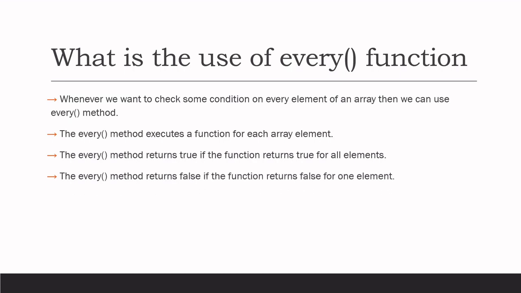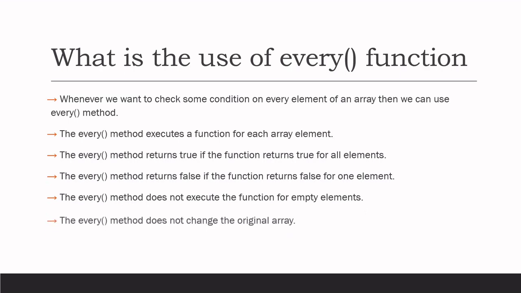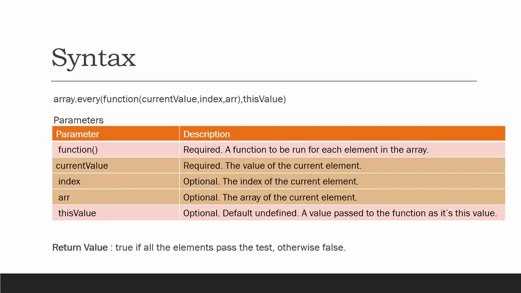The every method returns false if any one of the elements does not satisfy our condition. The every method does not execute the function on empty elements, and it does not change the original array. So if you want to check whether all the numbers in an array are even or odd, that kind of condition you can check using the every function.